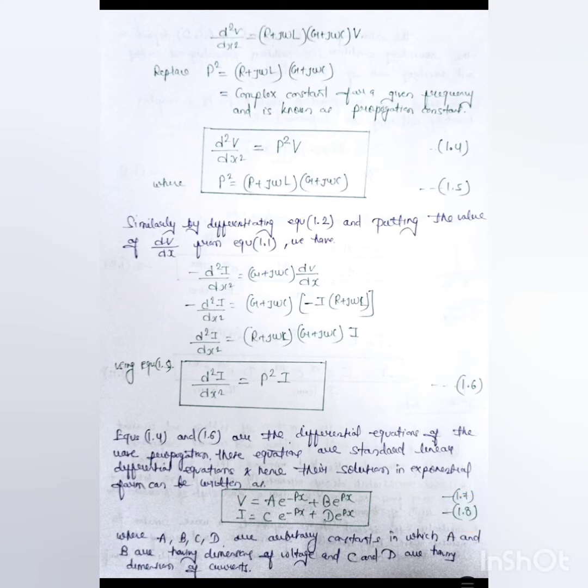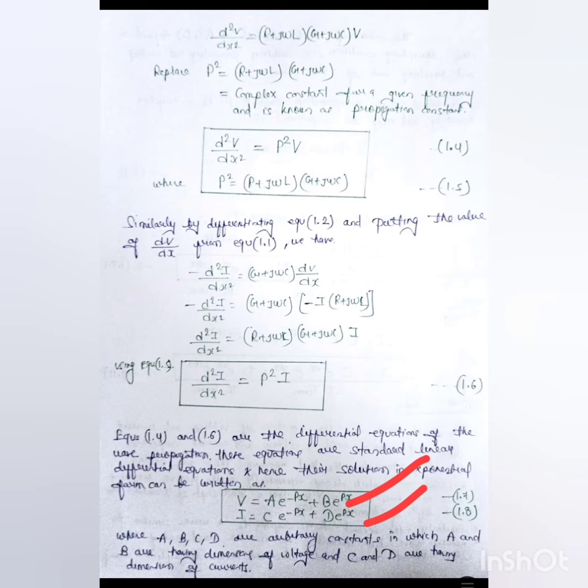When we solve directly, we get this equation: V equals A e raised to the power minus Px plus B e raised to the power Px, and I equals C e raised to the power minus Px plus D e raised to the power Px. Here A, B, C, D are simple constants, in which A and B have the dimension of voltage, likewise C and D have the dimension of current, because this is the voltage equation and this is the current equation.